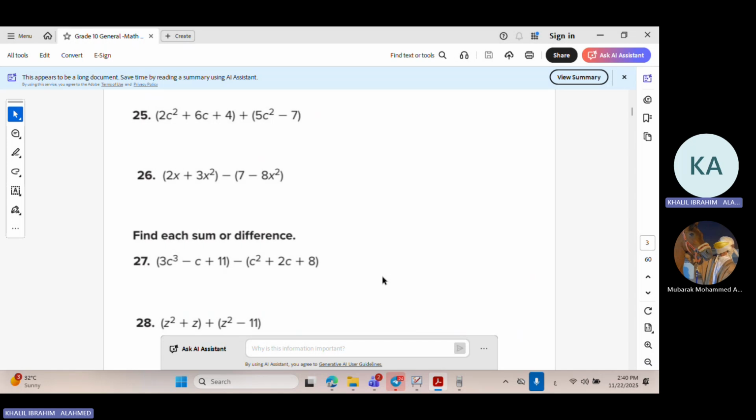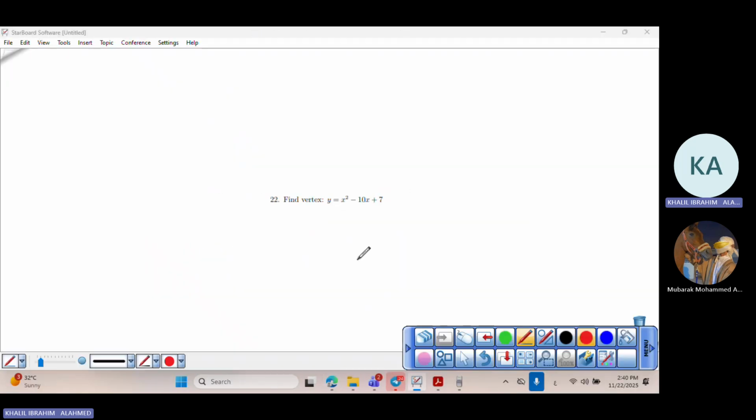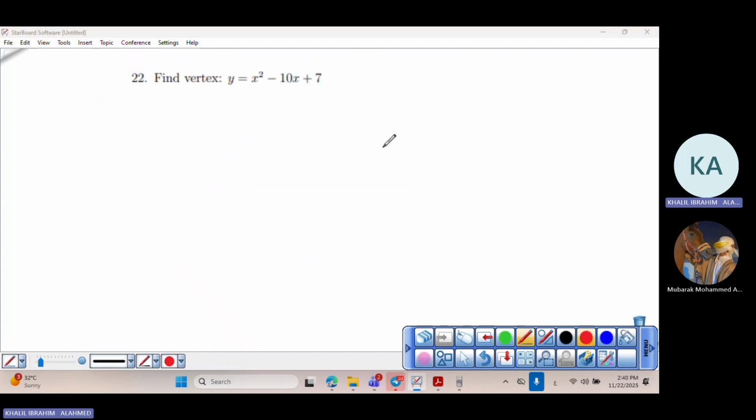I think here in question 22, as you see, how to solve this equation? In this equation, find the vertex. How to find the vertex? You should use the formula x equals negative b over 2a. But how to determine b and a? This is a equals 1, b equals negative 10. That's it.